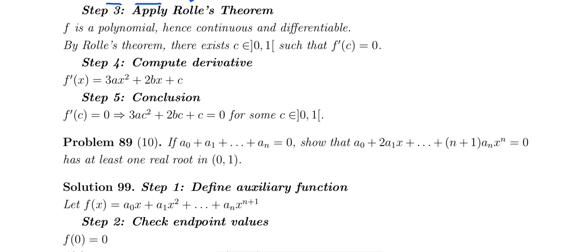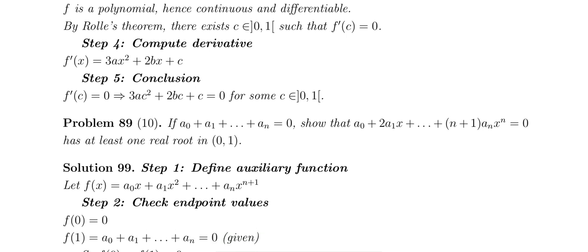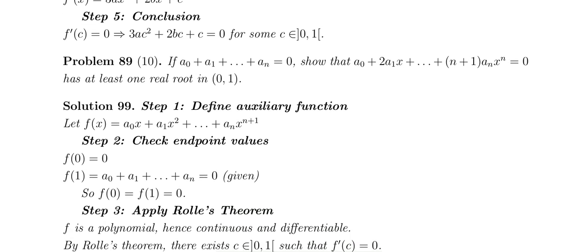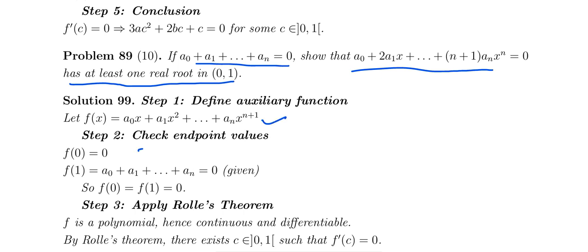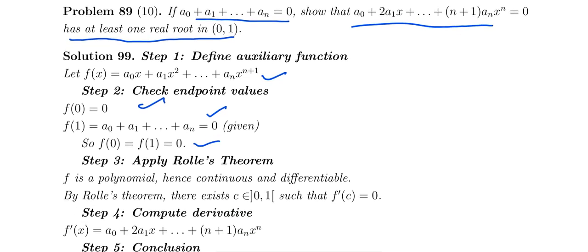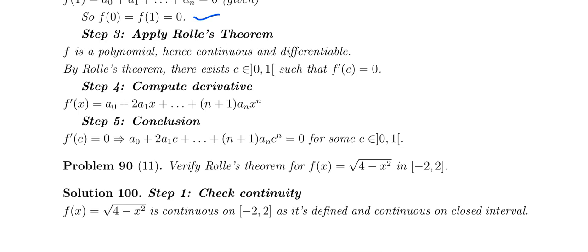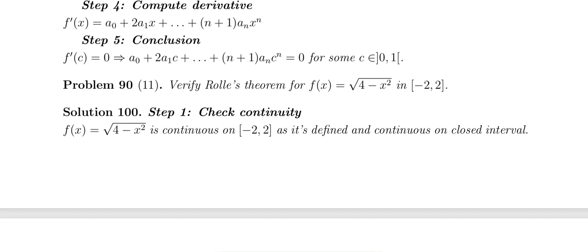The same way, a0 plus a1 plus an equal to 0 has at least one root in 0, 1. Finding f of 0 and f of 1 at the end points, that is also 0. So we can apply Rolle's theorem. Applying it, f dash of c equal to 0, so c lies in between, so there is a root.